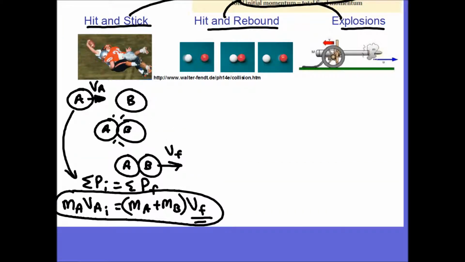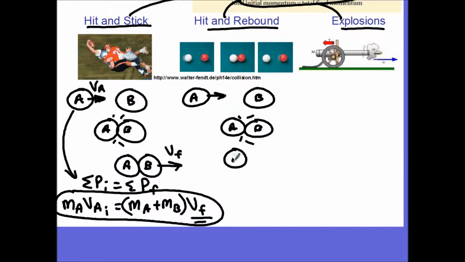Now, I have another situation, what's called a hit and rebound. Now I have a billiard ball coming in, striking another ball, and they don't stay connected. They don't usually do that, if you've ever played billiards before. We have object A moving, and object B, let's say it's at rest. It doesn't need to be; it could be moving as well. But we're going to make it a simplified case here and say it's only object A that's moving. Once they hit, they don't stay connected. So they hit, and they rebound off each other.